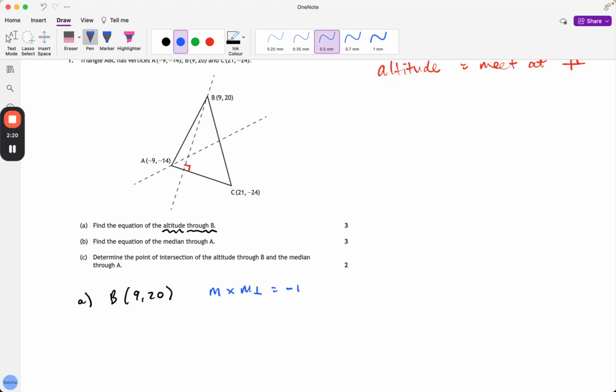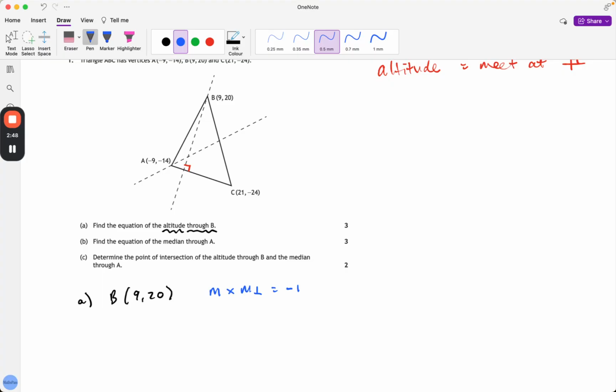Whenever we have these two lines meeting at 90 degrees, say for instance AC ends up having the gradient of -1, then that tells us that the line for the altitude is going to be 1. Or say for example the line AC has a gradient of -2, then that tells you that our line for the altitude is going to have a gradient of a half. That'll make more sense as we go through.